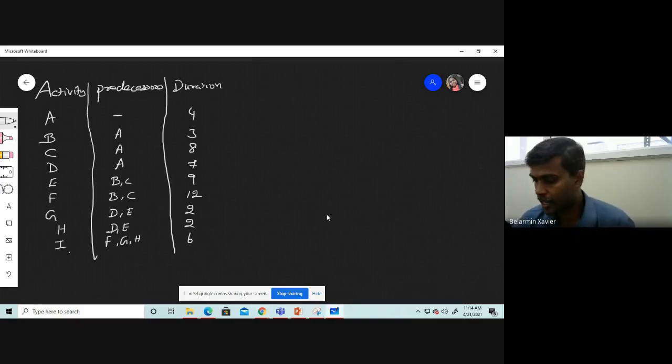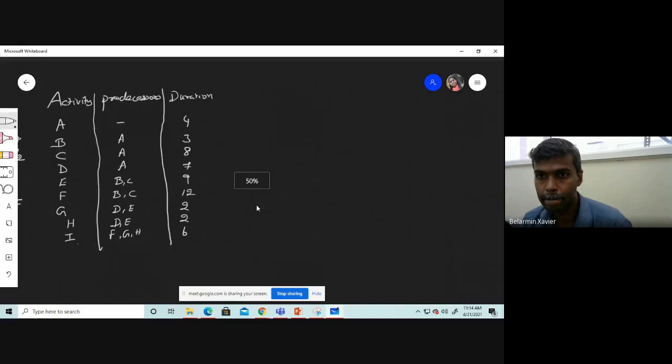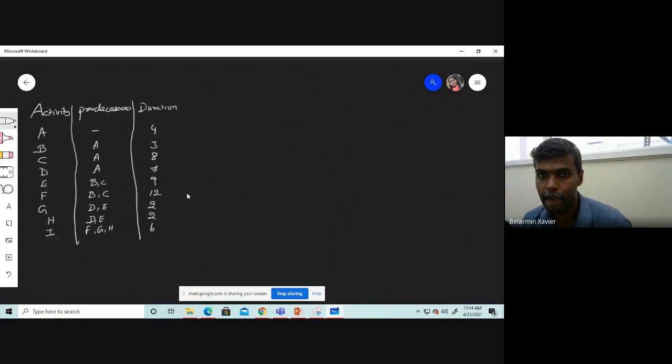For example, activity A begins first. So there is no predecessor for activity A. Then B, C, and D have predecessor activity A. So it means from A we can draw B, C, and D.